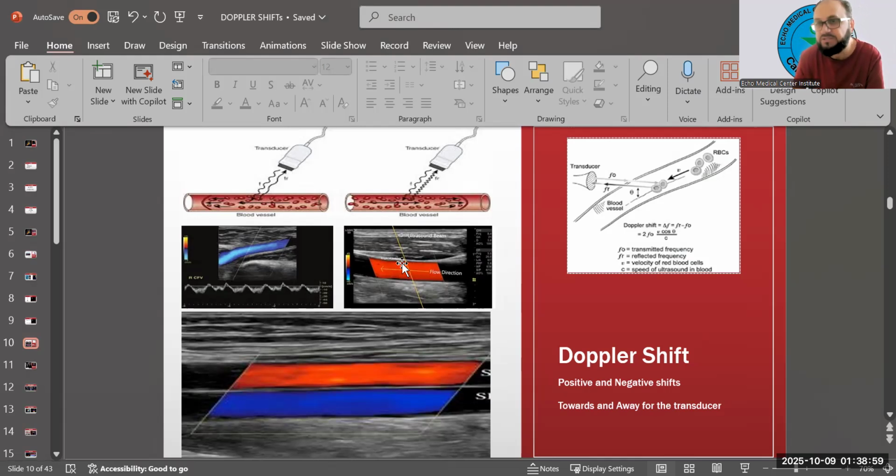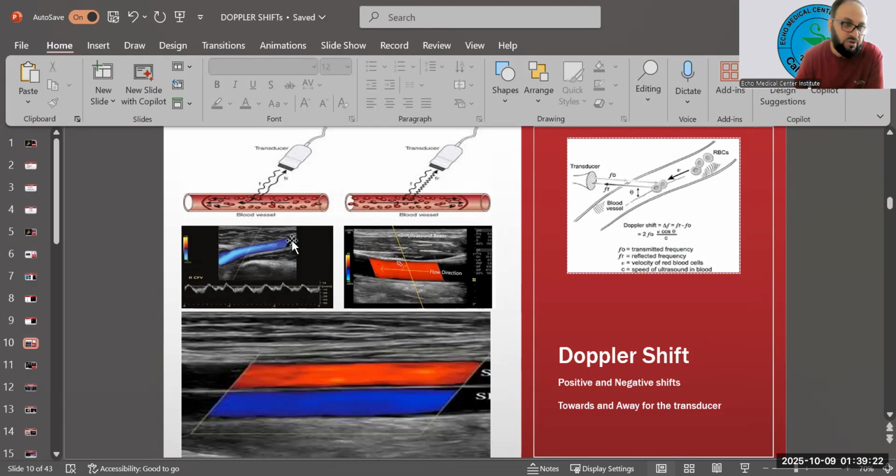Somebody may ask you this question. They will tell you, look at these RBCs. If you're using the probe here, the pulses are going that way, and the RBCs or the flow are coming towards this way. So they are completely opposite direction of each other. You get more reflection, and that's why your Doppler shift is positive, because you get more than what you used.